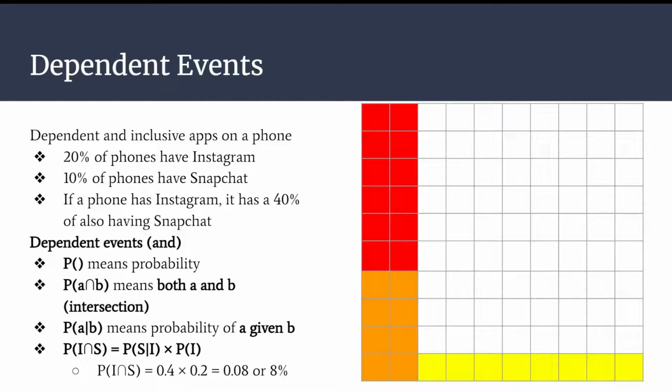Multiply the probability of the dependent event by the probability of the event that it depends on. We know that the probability of having Snapchat given Instagram is 40%, so Instagram is the event that Snapchat depends on in this scenario. The probability of having both Instagram and Snapchat, also known as the intersection of Instagram and Snapchat, is 8%, much higher than if we were to use the multiplication rule, which only works in situations where the events are independent and mutually inclusive.